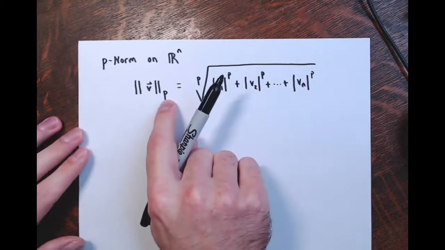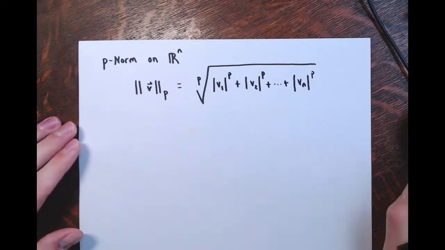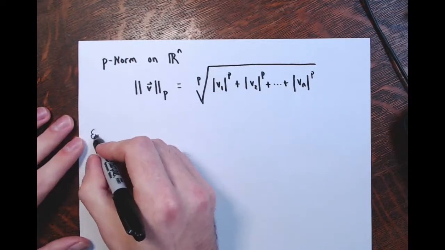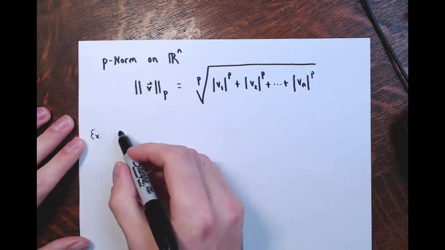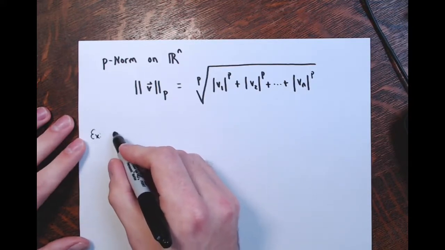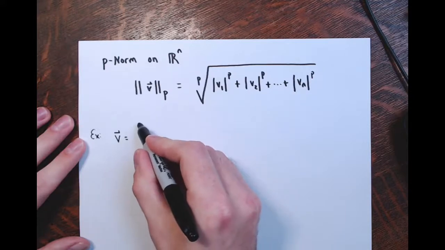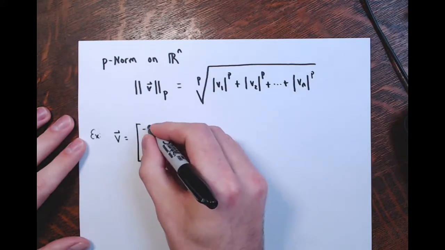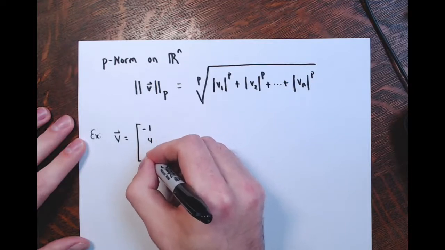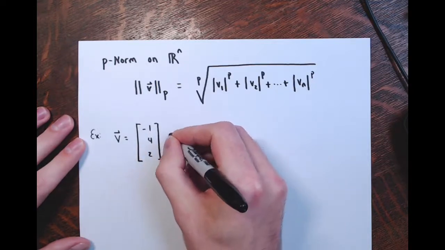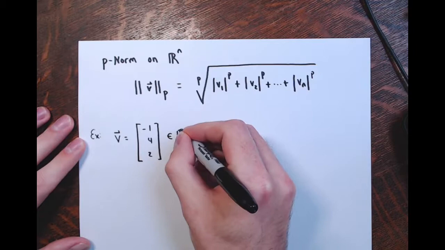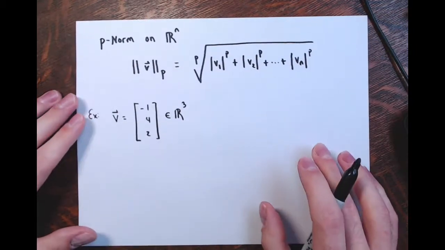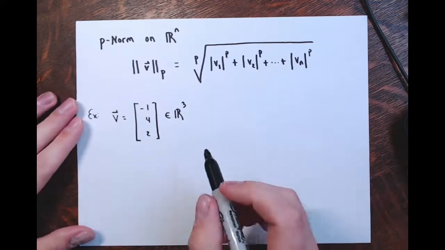And I'll talk about the special case when p is 2, and we'll get into that in a second. All right, so for example, say vector v here is -1, 4, 2, and this belongs to R3. This is a vector from R3. I'm going to show you some of these p-norms.